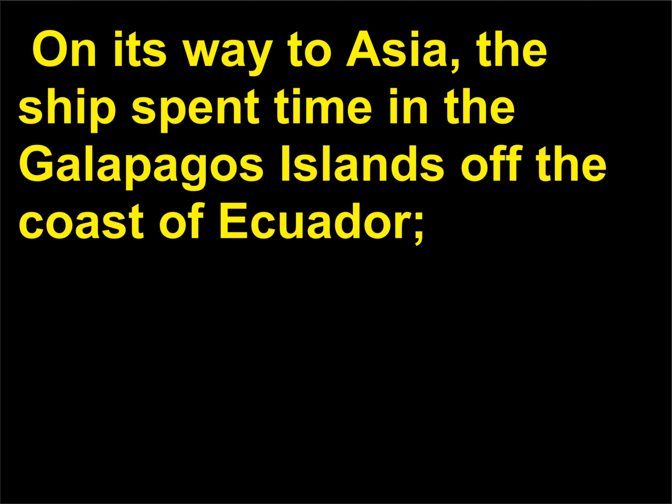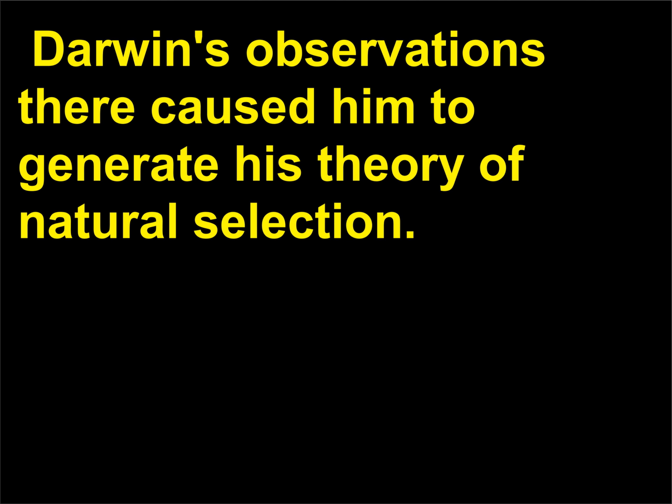On its way to Asia, the ship spent time in the Galapagos Islands off the coast of Ecuador. Darwin's observations there caused him to generate his theory of natural selection.